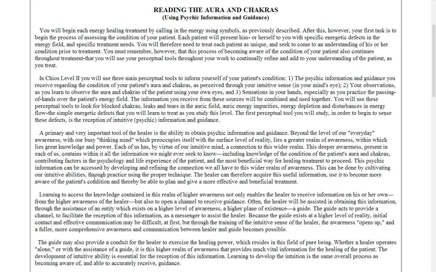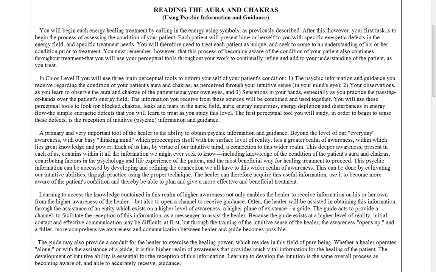Beneath lies a greater realm of awareness and consciousness, within which lies great knowledge and power. Each of us has, by virtue of our intuitive mind and intuitive feelings, a connection to this wider realm of energetic consciousness. This deeper awareness present in each of us contains within it all the information we might ever seek to know, like your Akashic records within, including knowledge of the condition of the patient's auric, energetic, emotional, mental, and physical state of being, as well as their chakras.